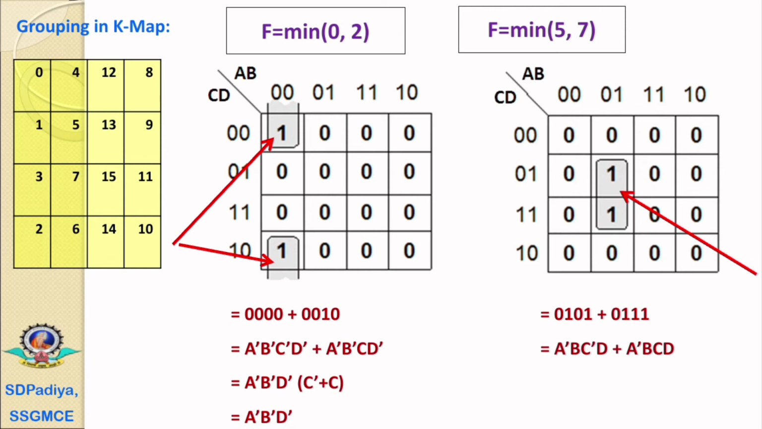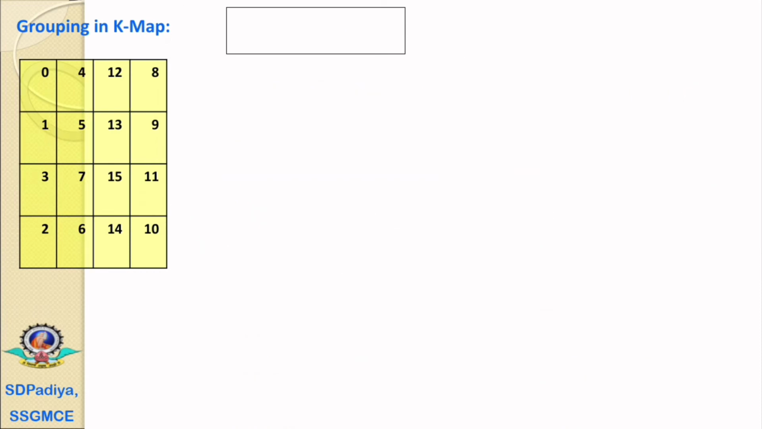Among these two, now the a dash b d, these three are the same. Therefore inside a bracket the only remaining term is c dash plus c, and c dash plus c is equal to 1. Therefore finally we have the simplified expression a dash b d. Likewise, we can solve any simplification of the given min term.